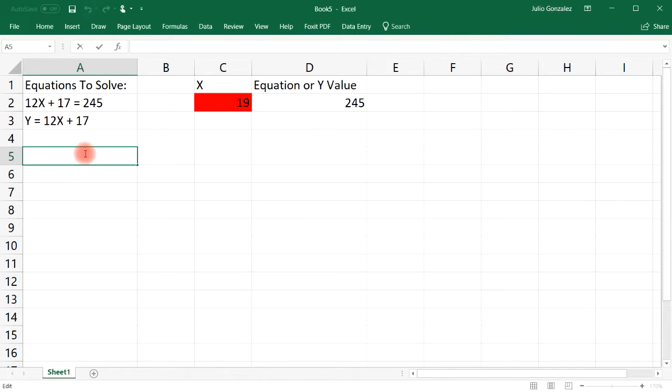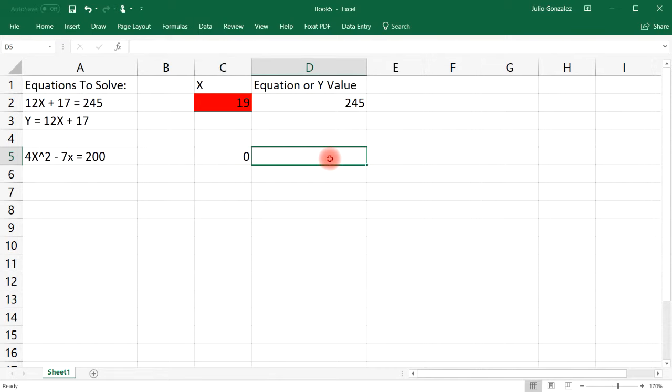Let's say it's 4x squared minus 7x, and let's say that's equal to 200. So let's calculate the value of x in this example. Let's start with 0. Now let's write the equation.